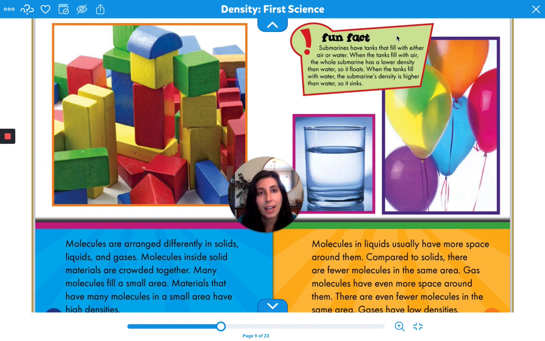And here's a fun fact. Submarines have tanks that fill with either air or water. When the tanks fill with air, the whole submarine has a lower density than water, so it floats. When the tanks fill with water, the submarine's density is higher than water, so it sinks.